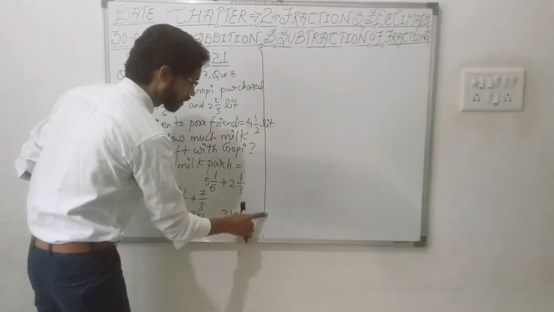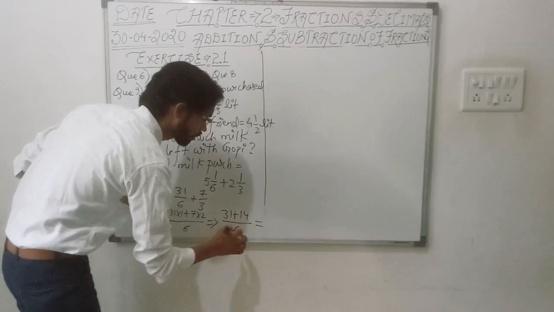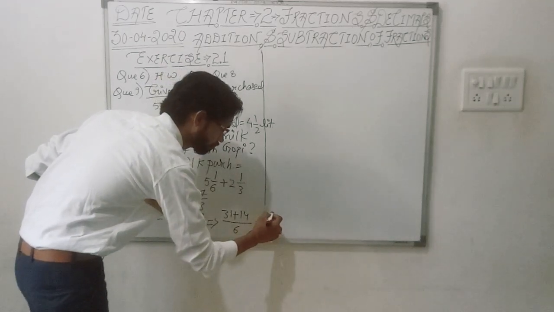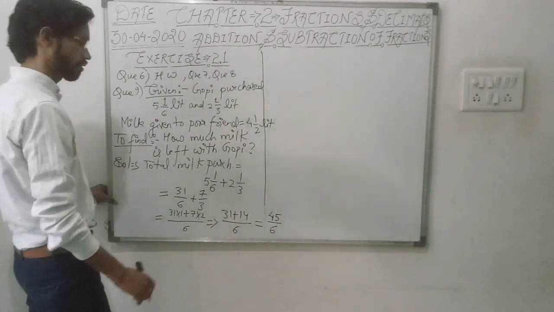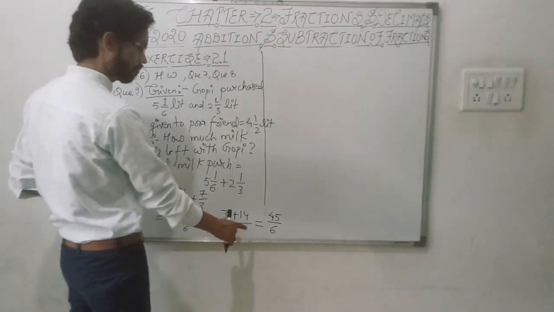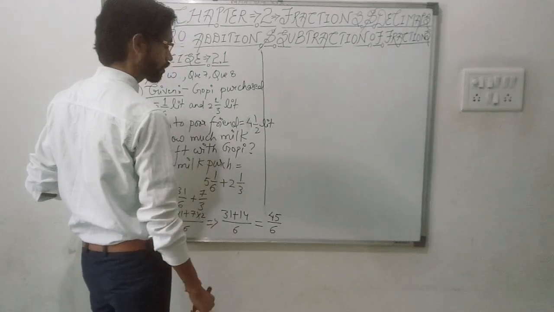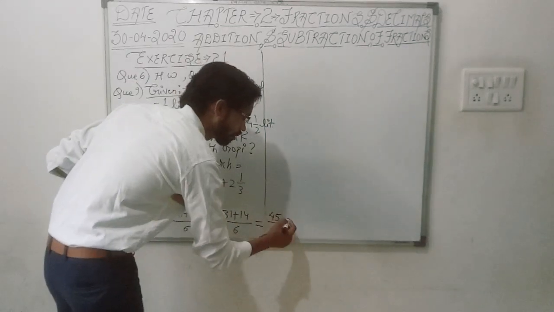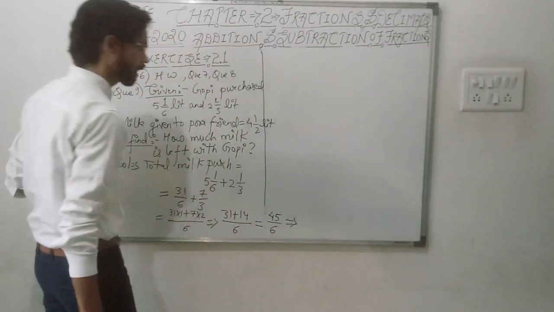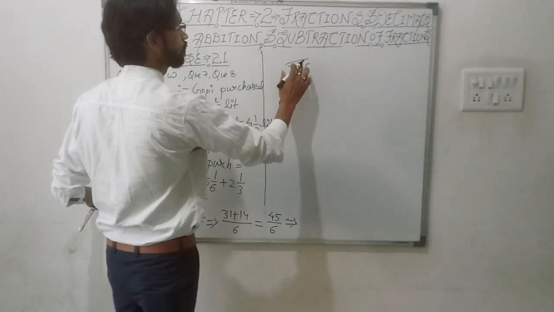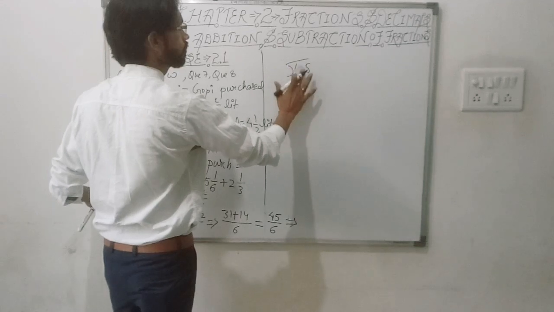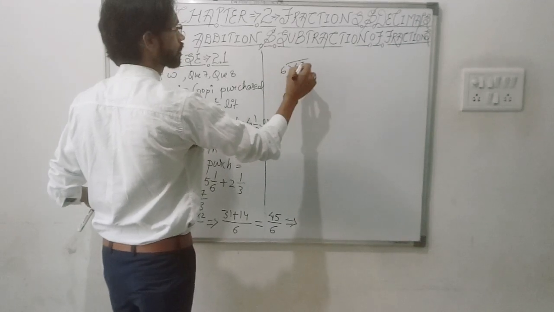This implies that the total milk is 31 plus 14, 45 by 6. Okay, 45 by 6. If you will convert this into the mixed fraction, this will be further written as, we are solving 45 divided by 6.